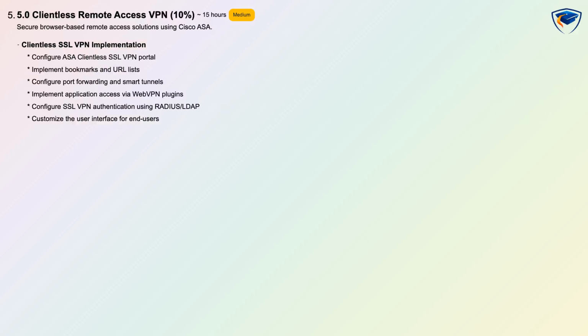Moving on to Domain 3, Cisco ASA Firewall, which makes up 20% of the exam. In this domain, you'll learn about core firewall services including access control, NAT, and high availability on Cisco ASA. You'll learn about ASA access control and NAT, including how to configure Modular Policy Framework, MPF, and implement object groups for scalable rules.